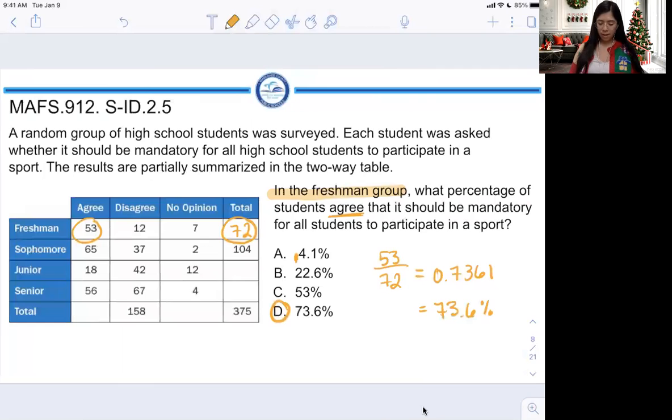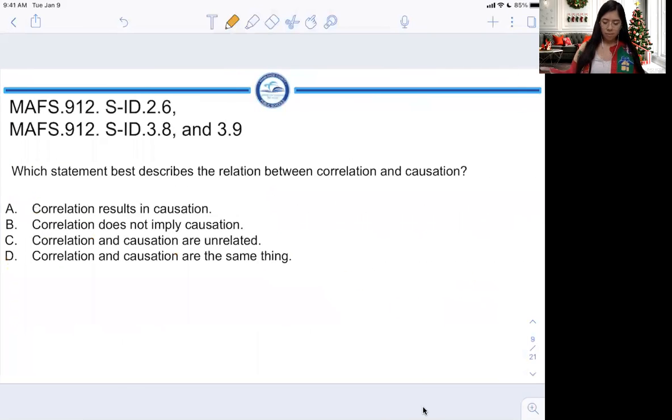Okay, moving right along. Now we're going to talk about scatter plots. But before we get into it, does anyone remember what correlation and causation mean? No idea. Okay, so I'm going to give you guys an example. Let me think.